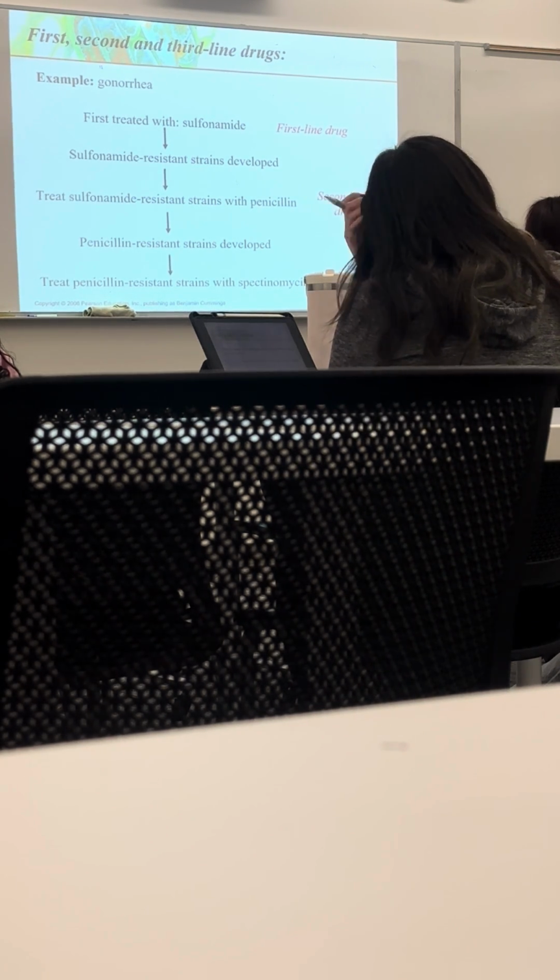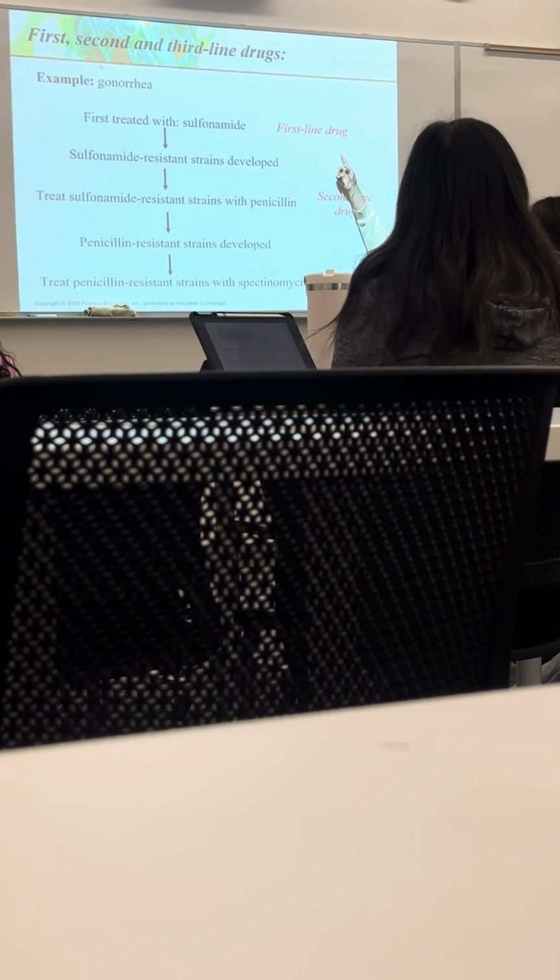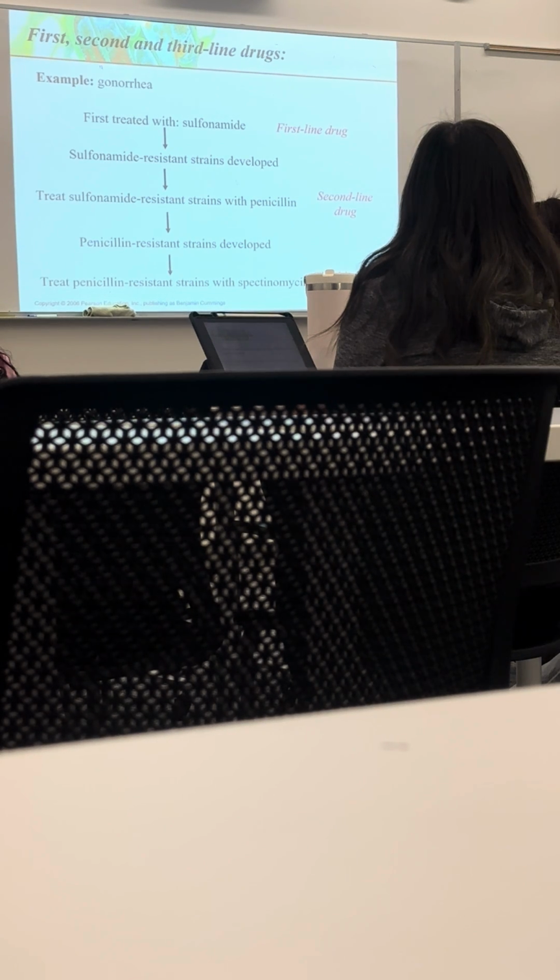So this is where we come up with first line, second line, third line. So that just means this is the first drug that we gave. It's resistant to it, so we gave a second line drug. If it's resistant, then we have to give a third line drug, right? And that's when maybe you might have to whip out tetracycline.